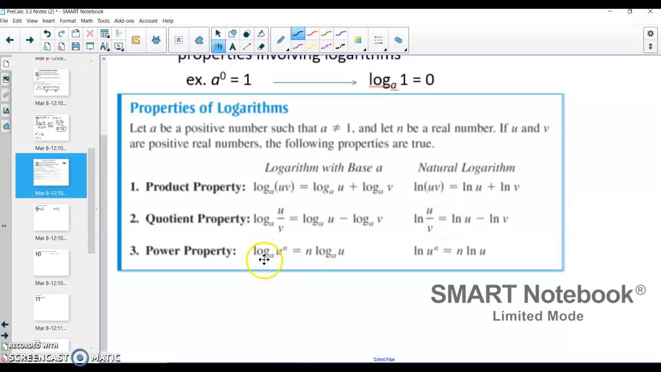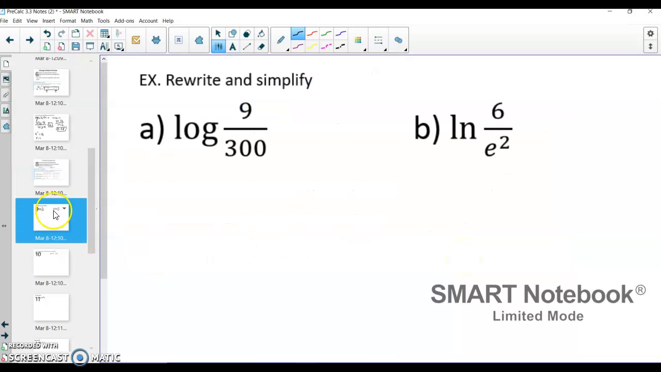The power property here, you see log base a of u to the n power. You're allowed to bring that n down in front, and you're allowed to do that with the natural log as well. So let's see some examples.